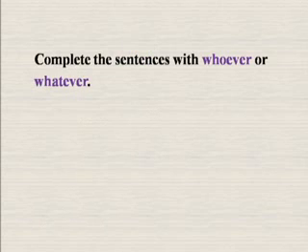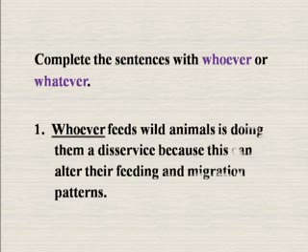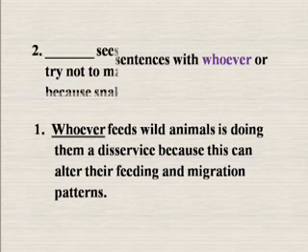This time, you need to do the exercise like this. Complete the sentences with whoever or whatever. Number 1, whoever feeds wild animals is doing them a disservice because this can alter their feeding and migration patterns.